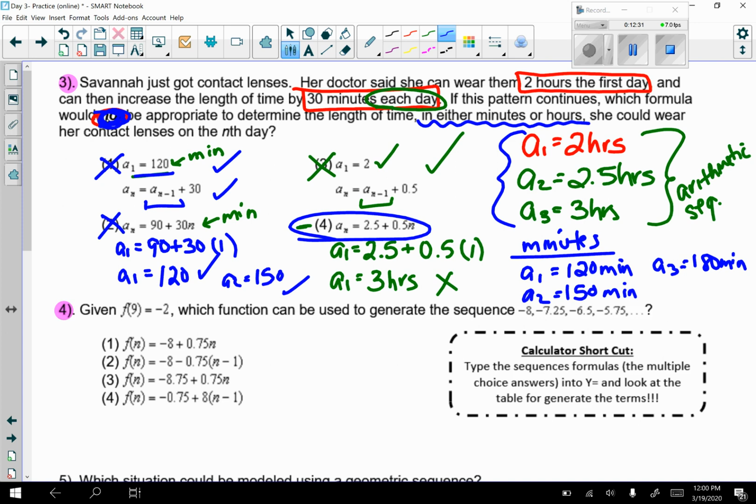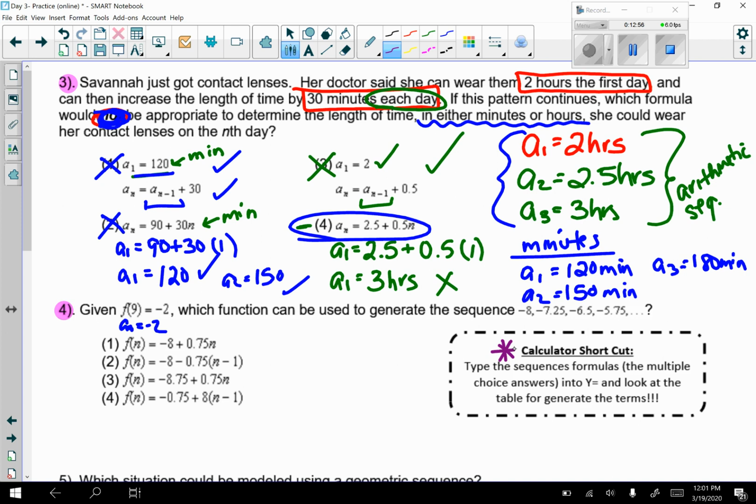Okay, question number 4. Given f of 9 equals negative 2, this is the same thing as a sub 9 equals negative 2, just so you know. Which function can be used to generate the sequence negative 8, negative 7.25, negative 6.5, negative 5.75, and so on? So this question has a calculator shortcut, which I want you to pay attention to.